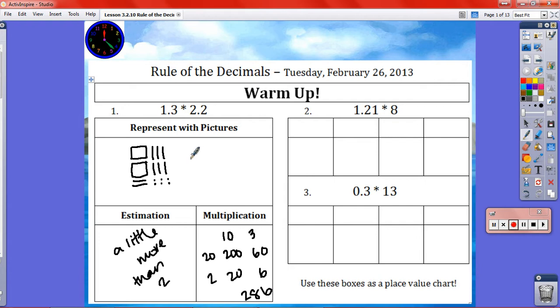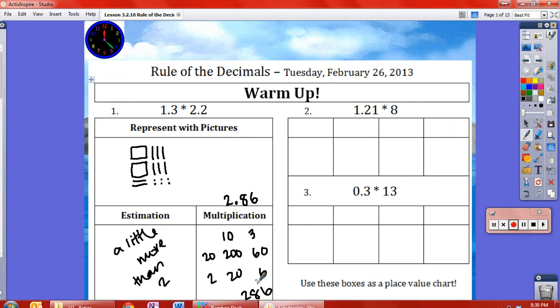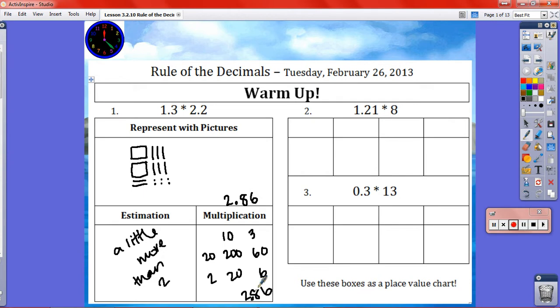And then when I add these up, I get 1, 2, 3, 4, 5, 6 hundredths. 1, 2, 3, 4, 5, 6, 7, 8 tenths, and 2 wholes. So that tells me that that's where my decimal belongs, and I can add it in down here. That's one way of looking at figuring out place value and multiplying decimals.